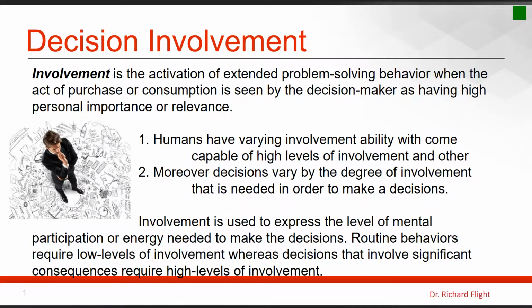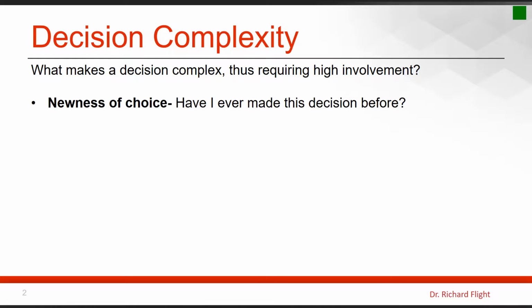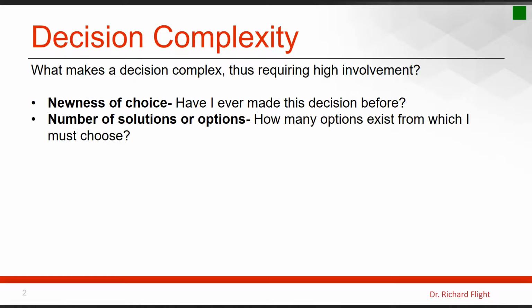So what makes a decision a complex or high-level involvement type of decision? A whole bunch of things can add to the complex decision idea. The newness of the choice, for instance. Is this a choice or a decision I've made in the past, or is it something that I'm doing for the very first time? That would add to its complexity and the level of involvement that's required.